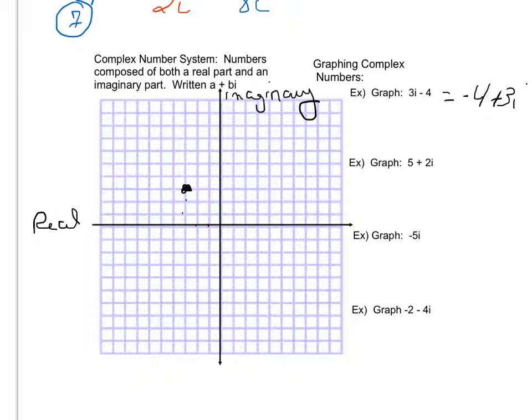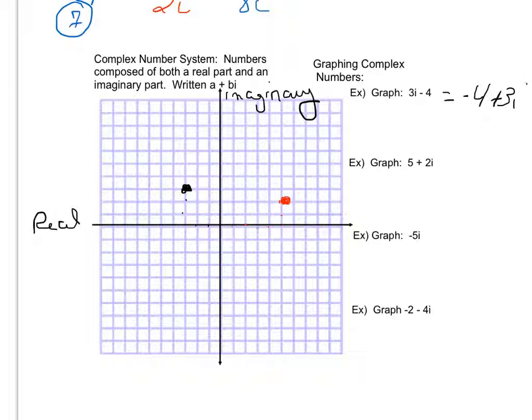I'm going to do each of these in a different color. If you are using the same color in your notes, make sure you label them. If I look in red at this next one, 5 plus 2i, this tells me to go forward 5, 1, 2, 3, 4, 5, and go up 2, 1, 2, putting me in the first quadrant of my graph. And I kind of missed my mark a little bit there.